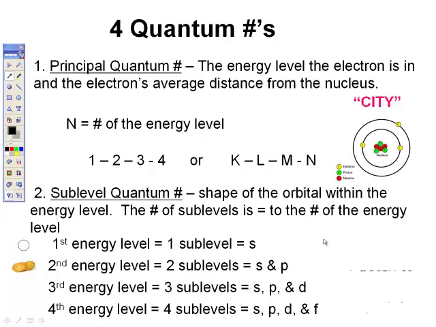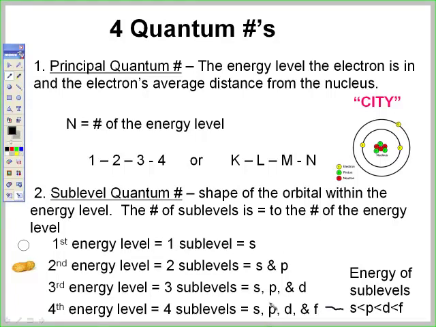I think we're going to talk about it a little more here. The energy of the sublevels increases. So like let's say you're in the fourth energy level here. If the fourth energy level is an S shape, then that would have less energy than an electron within the fourth energy level with a P shape.